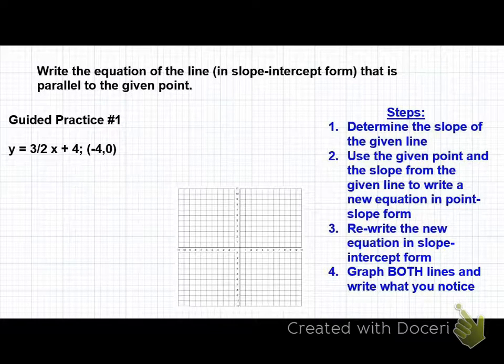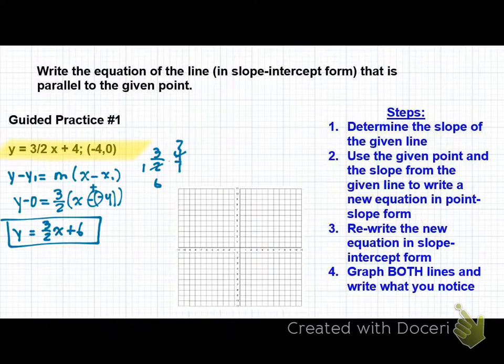I got a question for you. What's the slope that we need to have on our final answer? 3 over 2. What if it was a perpendicular slope? What kind of slope would you have? -2. Excellent. Okay, cool. So with your groups now, we're going to find a parallel slope to this line, y is equal to 3/2 x plus 4. Okay, ready, set, and go.